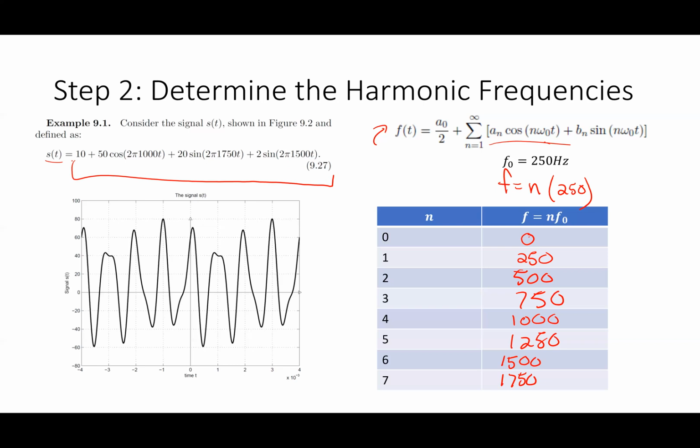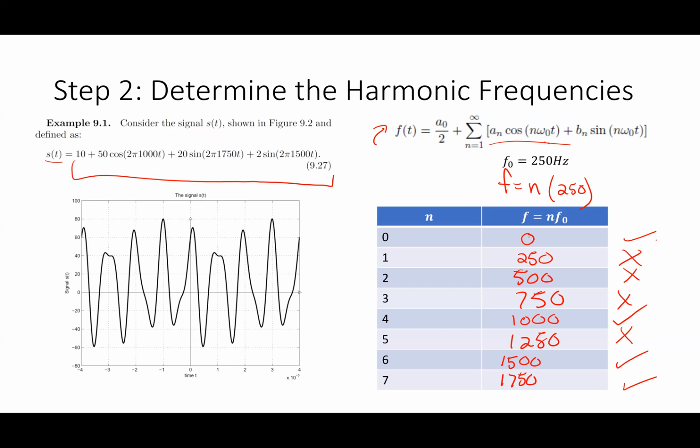Yeah, I got a 4, which is 1000. I have 6, which is 1500. And I have 7, which is 1750. Which other one do I have though? 0. All right, it's got a DC term as well. So notice, I don't have to have a fundamental. This one doesn't appear. This one doesn't appear. That one doesn't appear. So I effectively have 3 harmonics plus the DC term in this particular case. The fundamental doesn't necessarily appear there. It doesn't have to, but the summation of them repeats with that fundamental frequency.